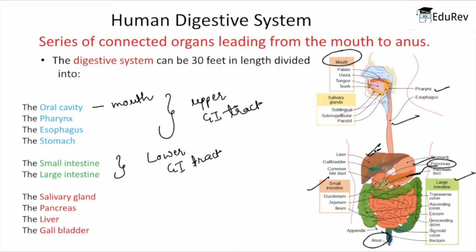These organs and glands are the accessory organs which play a very crucial role in the process of digestion. Yes, no doubt all the parts that we have discussed play a very crucial role in digestion. But if we talk about the chemical processes, these accessory organs, that is the salivary glands, pancreas, liver and gallbladder, all help in the secretion of various kinds of enzymes which help in chemical digestion inside our human digestive system.